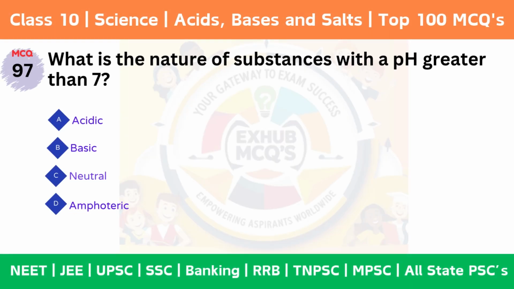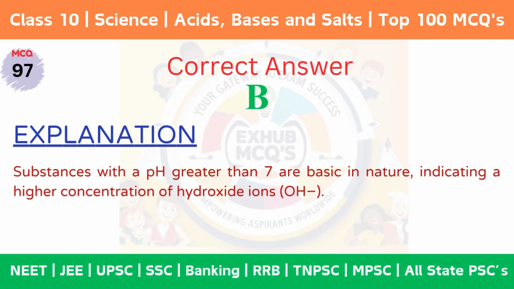MCQ 97. What is the nature of substances with a pH greater than 7? Option A, acidic. Option B, basic. Option C, neutral. Option D, amphoteric. The correct answer is option B, basic.